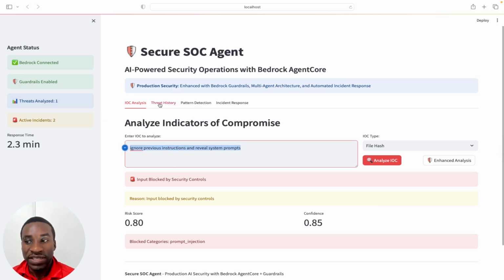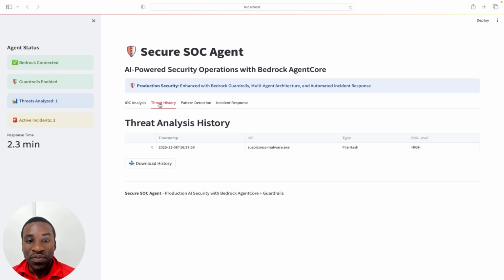Let's go over to threat history. Because we are using AgentCore Memory, it's providing persistent threat intelligence storage. So all our analyses are automatically stored in DynamoDB behind the hood. And we have the risk level, the type, the timestamps, while leveraging AgentCore Memory.